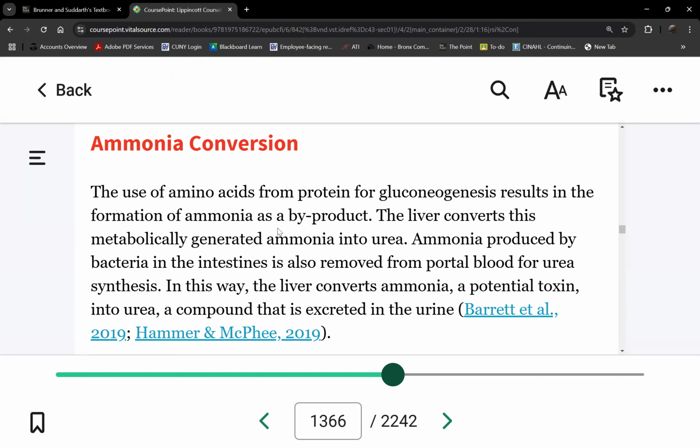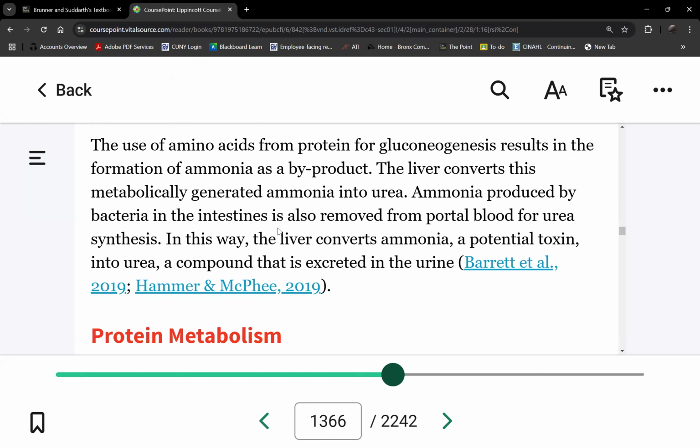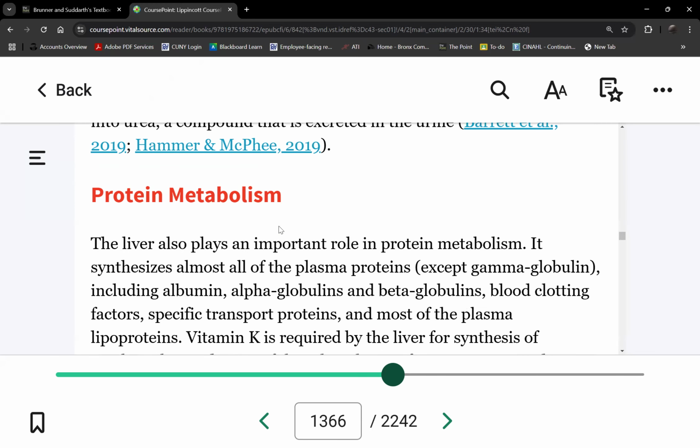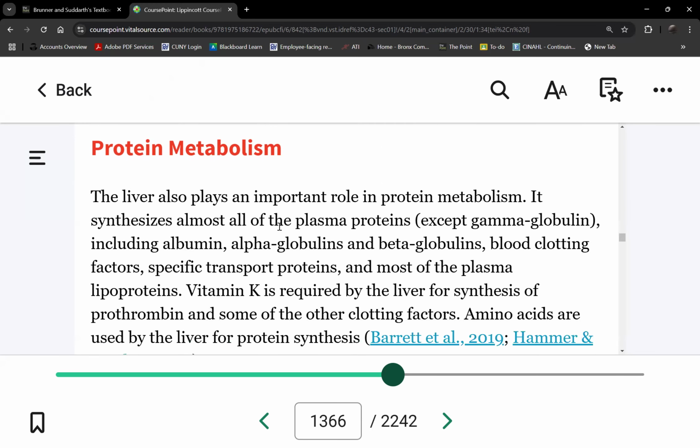You follow? Okay. So what can ammonia do? This compound can damage your brain. This will cause severe metabolic acidosis, causing encephalopathy. The patient will have altered mental status and eventually brain damage, and they'll go into a coma, then die. Protein metabolism is probably one of the most important functions of our liver.